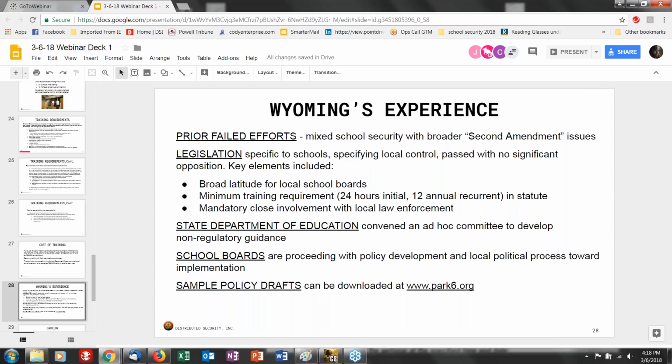You'll notice here at the bottom of the page the website of my local school district, which has all of our draft policies that are still under consideration, available there for download. So if you are interested in proceeding with your own plan, please feel free to go to that website, download those documents, and see if any of the information in there might be useful to you.